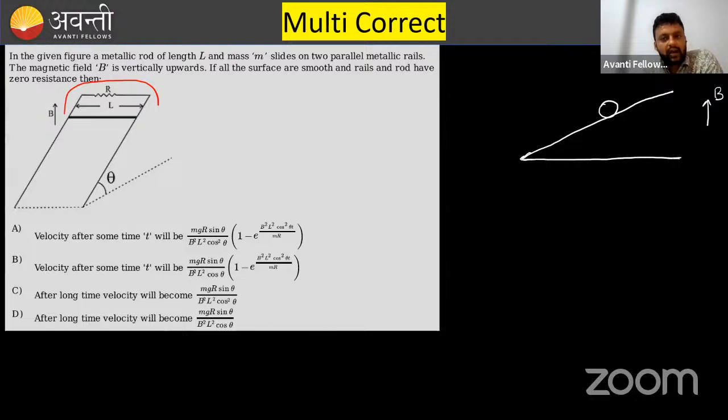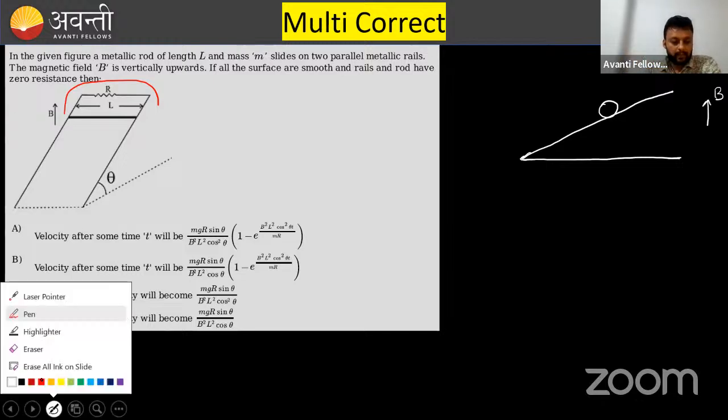So first of all, I am solving it for after a long time. After a long time, what will happen? This rod will come into equilibrium. It will be moving with some constant speed. Why am I saying so?